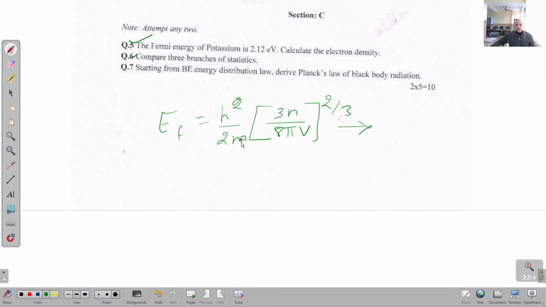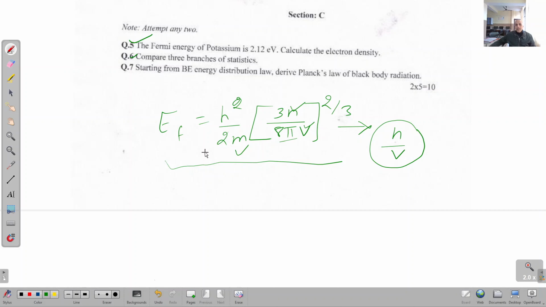You can see here, m is the mass of electron, n is the number of electrons, V is the volume of the given material, and pi is a constant. So this is the expression we have derived in case of Fermi-Dirac statistics. In this expression, it is very clear that the Fermi energy depends upon the factor n upon V. Here n upon V is what? Electron concentration, we can say, or free electron density, right?